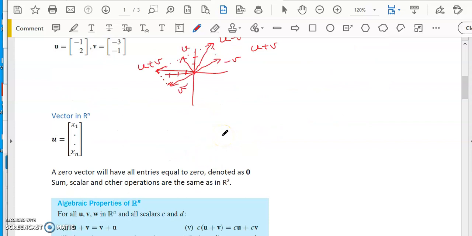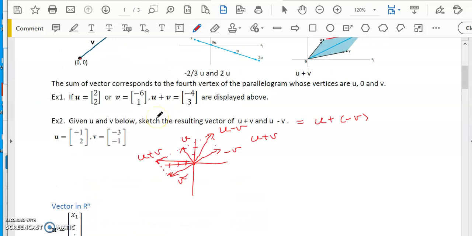So that's how you can add vectors by algebraic method. I think this is not displayed above, but algebraically, you can actually add vectors by adding the entries. You can also draw pictures.